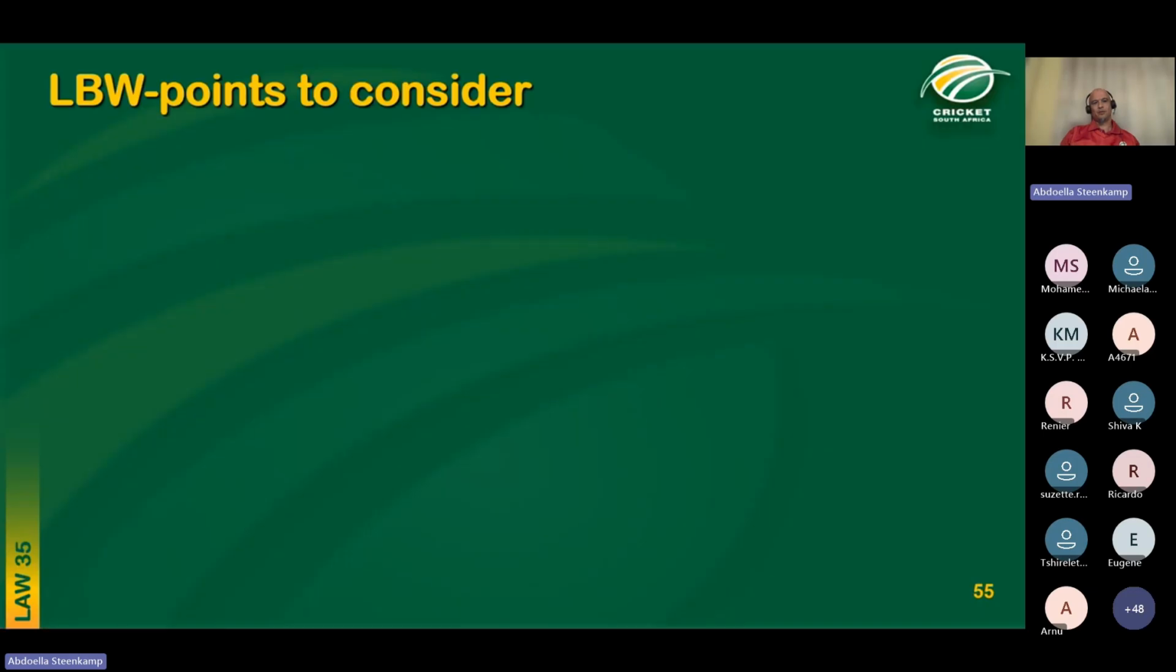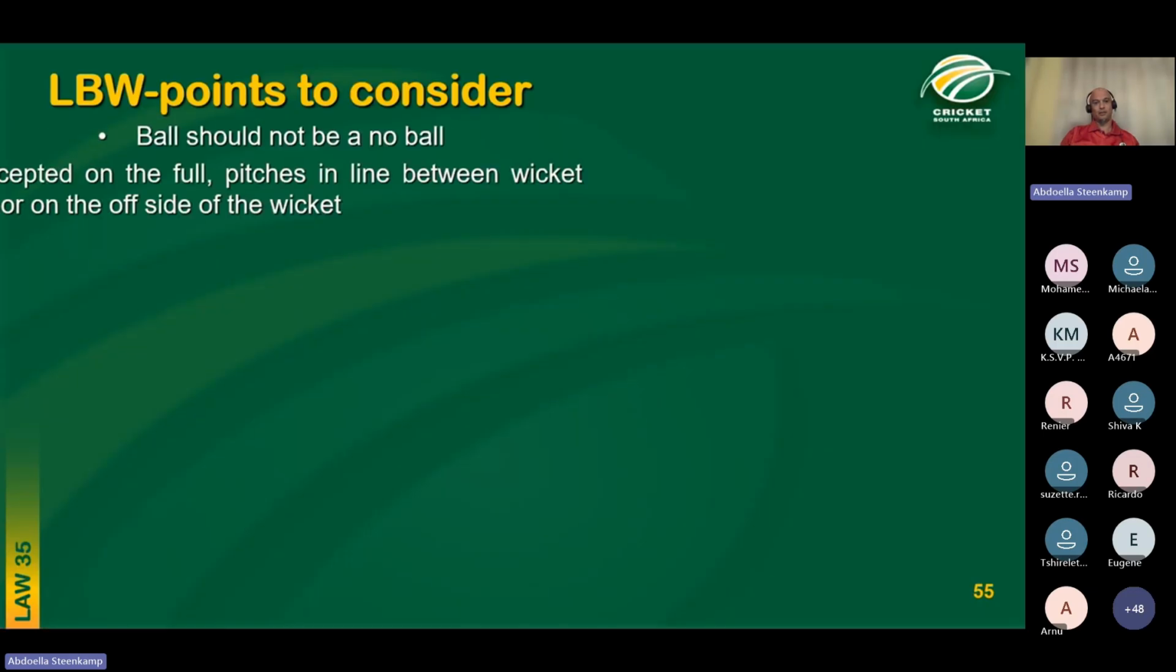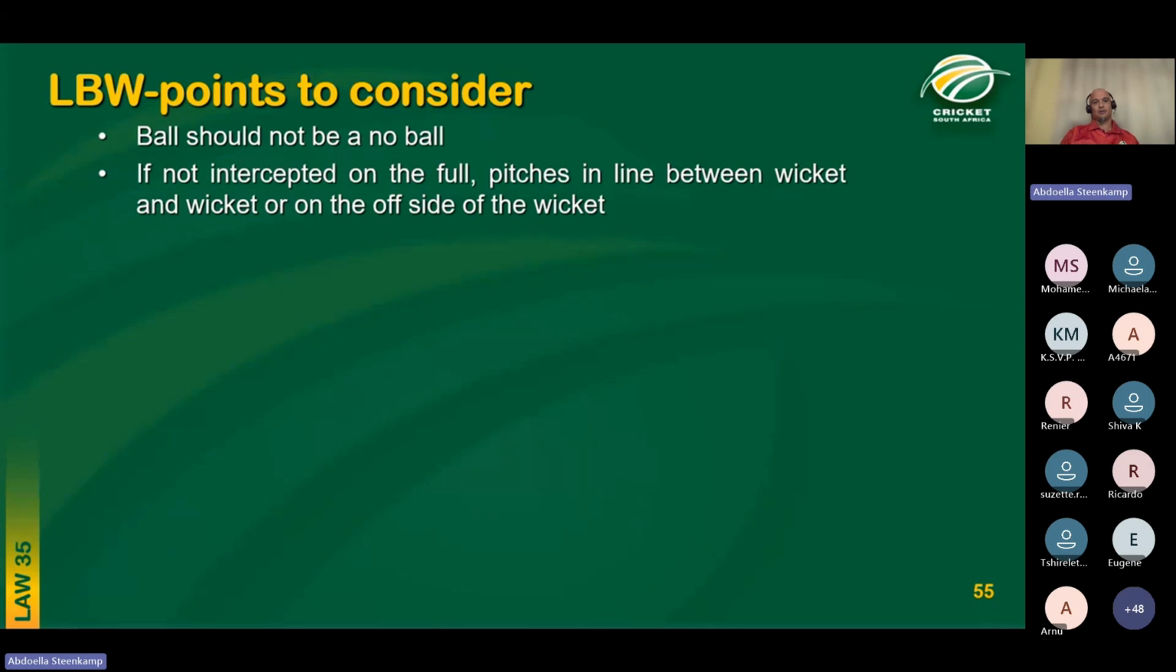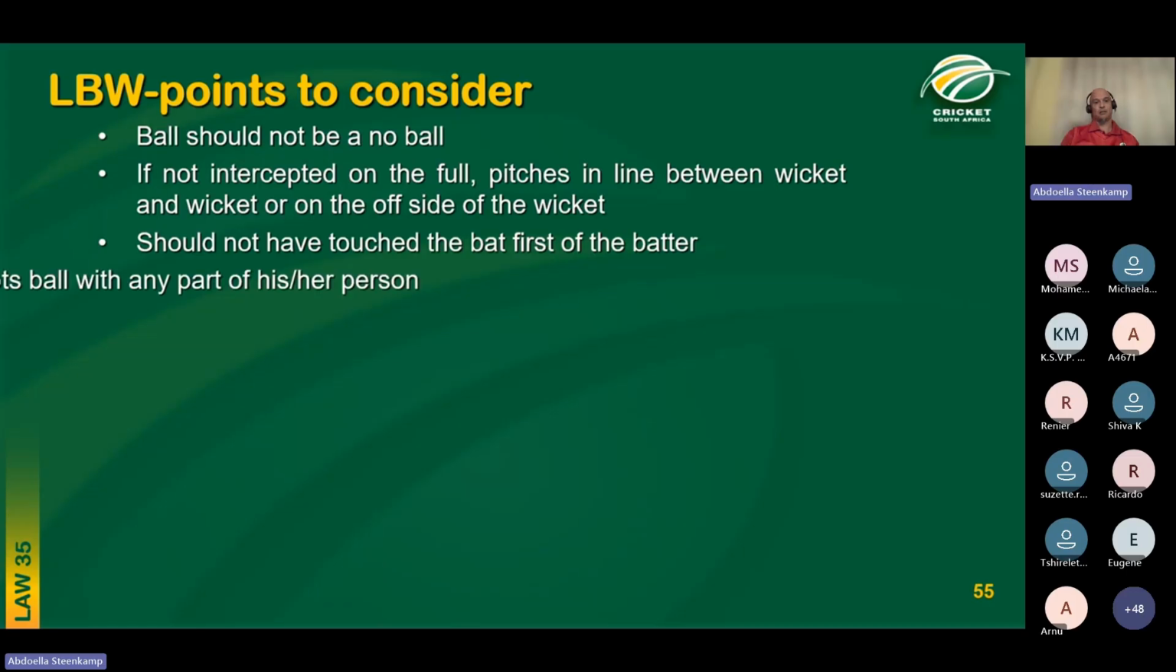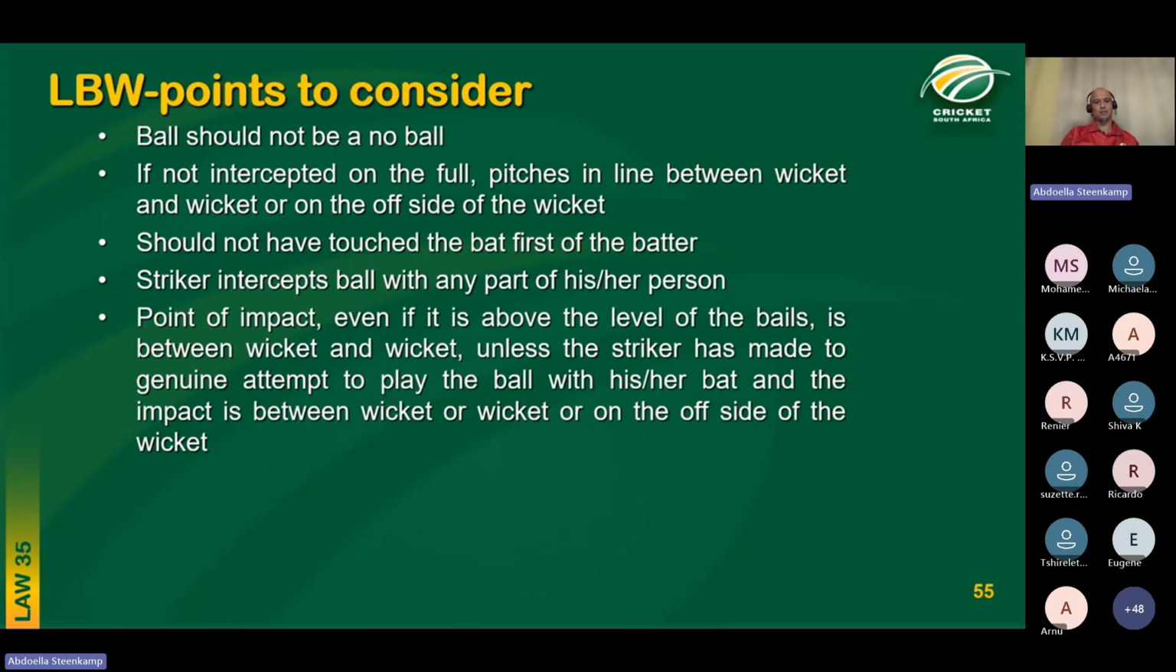To summarize the points that you need to consider when there's an LBW appeal: ball not to be a no ball, not intercepted on the full, it needs to pitch in line between wicket and wicket or on the offside, should not have touched the bat first. Striker intercepts the ball with any part of his or her person, doesn't necessarily have to be the pad, can be any part of the person.